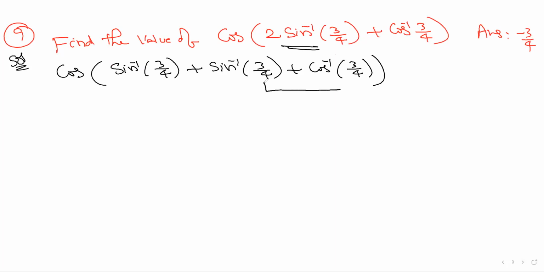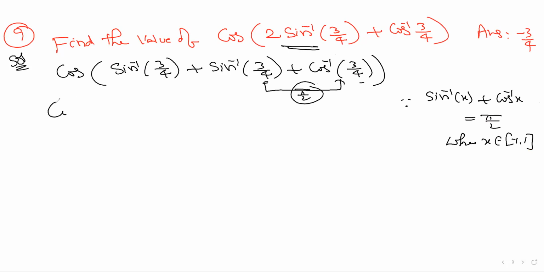Okay, we have a formula. What is the formula? Sin inverse of x plus cos inverse of x is equal to pi by 2, where x belongs to -1 to +1. If 3 by 4 also belongs to -1 to +1, it will become pi by 2. Cos of sin inverse of 3 by 4 plus cos inverse of 3 by 4, place and write pi by 2 plus this value, sin inverse of 3 by 4.